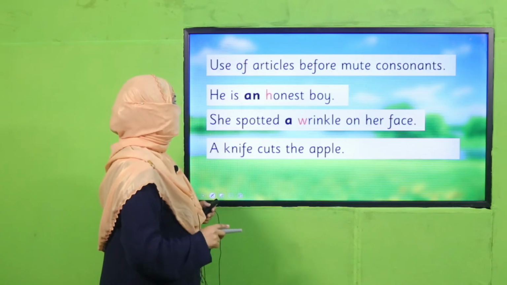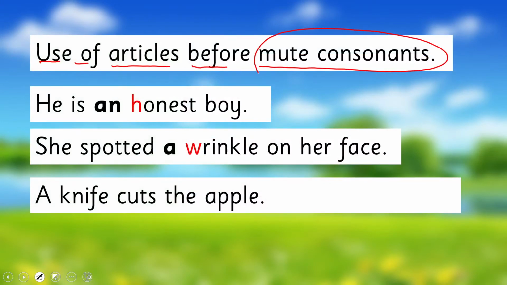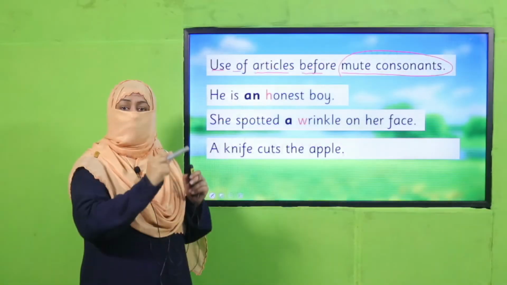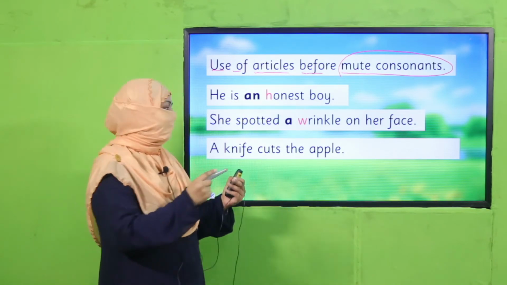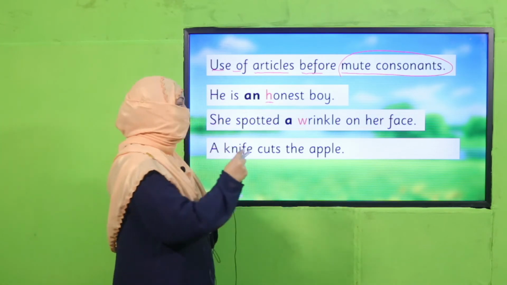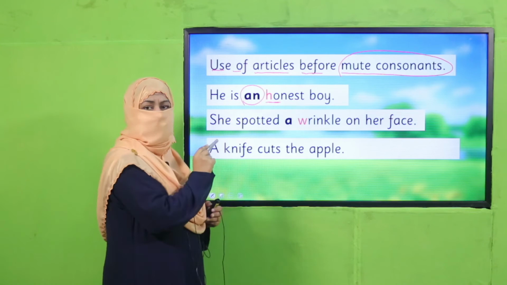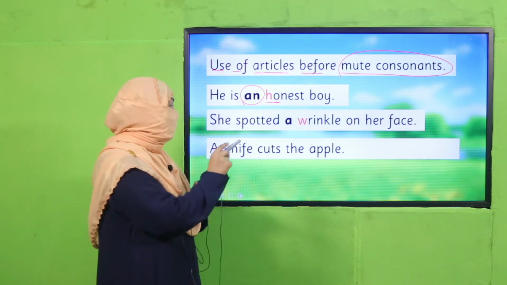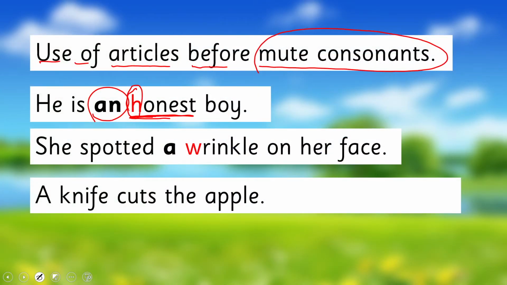Now let's come to the third point. We use an article before a mute consonant. This is the point. The way we use "a" with a vowel if its sound is consonant, likewise, beta, if in a word there appears a consonant but it is mute, we'll switch to the very next sound. If it is a vowel sound, we'll use "an". You got it? So when you find a word and the first letter is a mute consonant, you will focus on the next letter sound. If it is a vowel sound, we'll use "an", right?